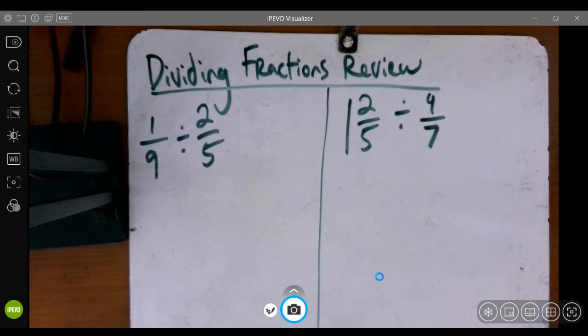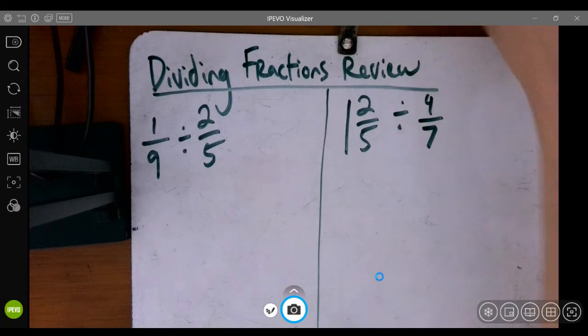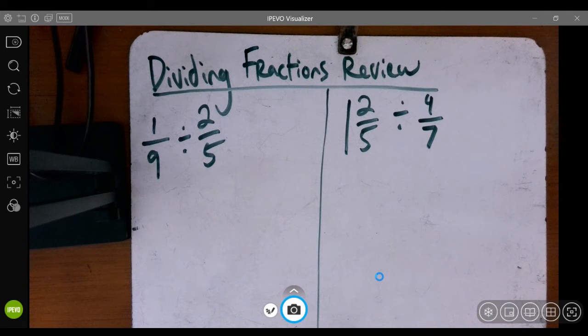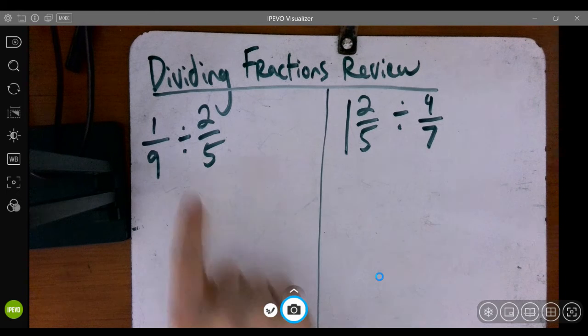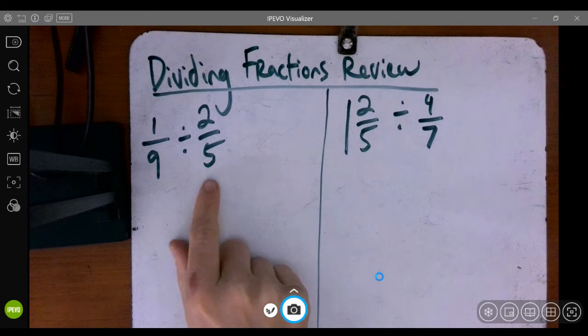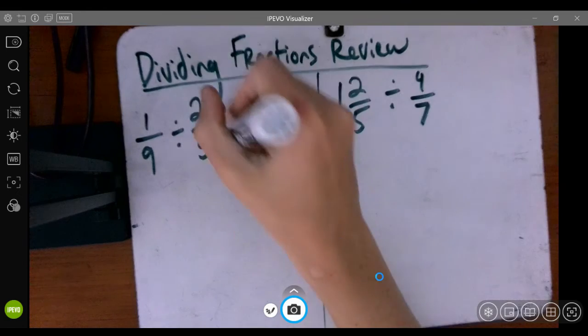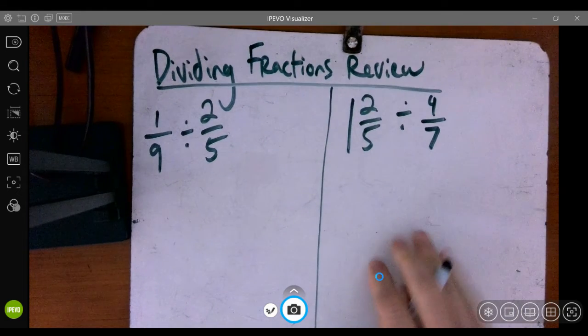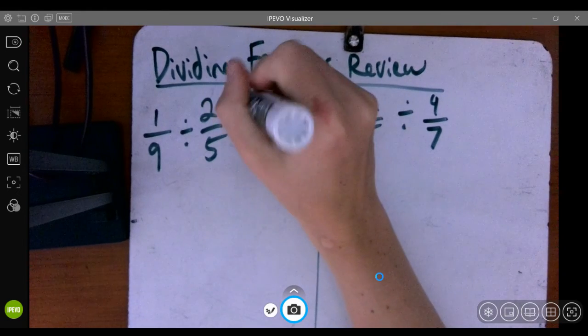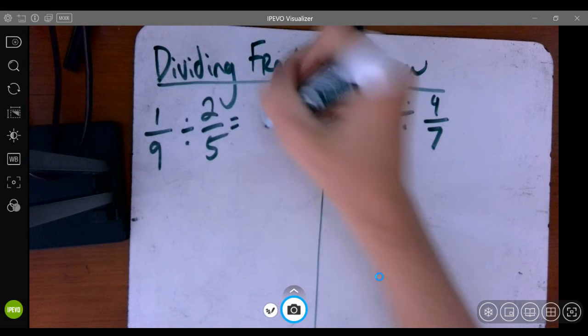In this video, I'm going to review how to divide fractions. So in the first example, we have 1/9 divided by 2/5, and there's really no good way to divide by a fraction other than we know that it's the same as multiplying by the reciprocal, which is when you flip the numerator and the denominator.